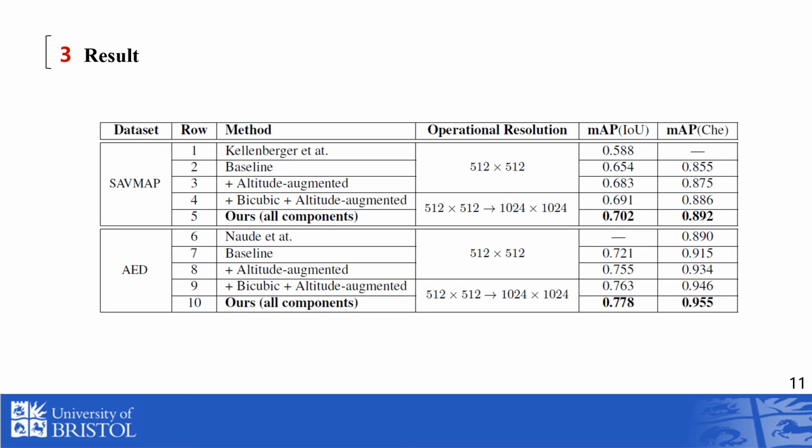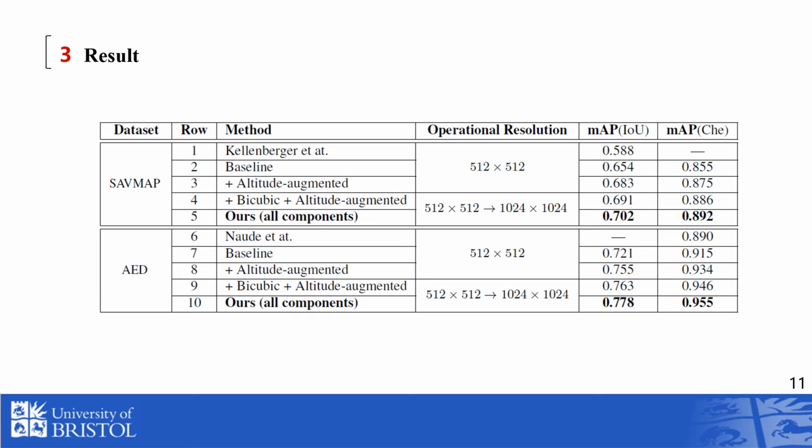We compare our results on both of the datasets. First, row 1 and row 6 are the current state-of-the-art results on each of the datasets. Row 2 and row 7 are the baseline results. Here we use YOLOv3 as our baseline detector. And on row 3 and row 8, we just use the altitude data to improve the detection accuracy.